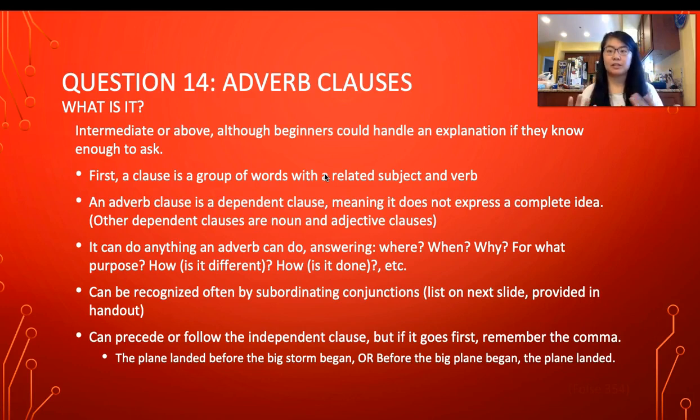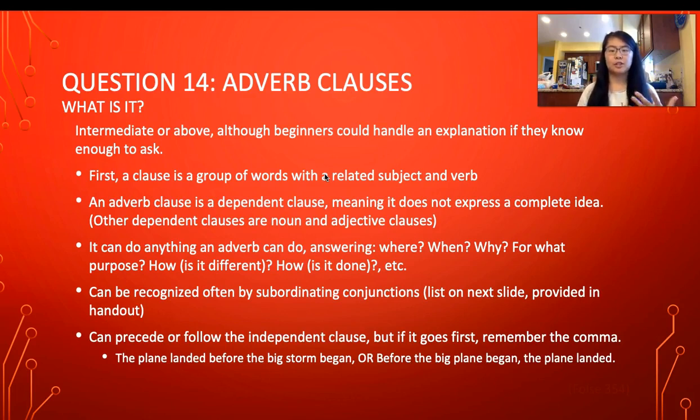Other dependent clauses that we have or will look at in this grammar training include noun and adjective clauses. An adverb clause can do anything that an adverb can do: it answers where, when, why, for what purpose, how is it different, how is it done, etc. Adverb clauses are often recognized by a subordinating conjunction. We remember conjunctions are if, and, but, because, so, like a linking word. I'm linking my fingers together.